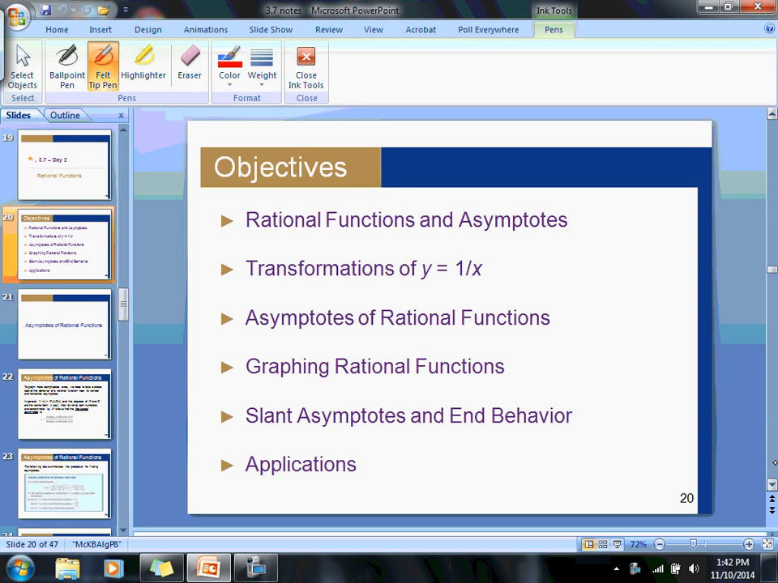And today we're going to talk more about how the different transformations can affect the graph and the asymptotes and the domain and range of a rational function. And then we're going to graph some of those types of rational functions. So we're going to talk about those three objectives right there.